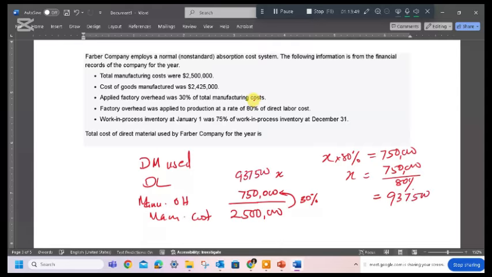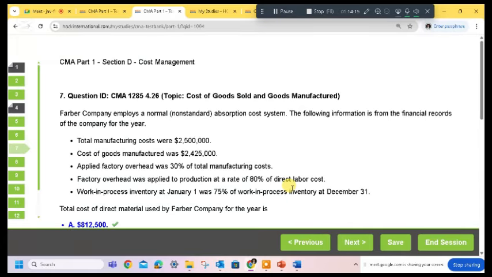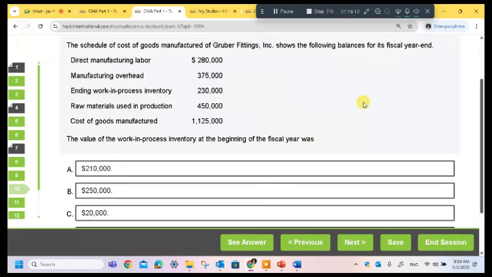Good. Now we find the missing figure. That's the answer. So from 2.5 million, subtract these two. 812,500. Is that right? 812,500. Yeah. Try this one.